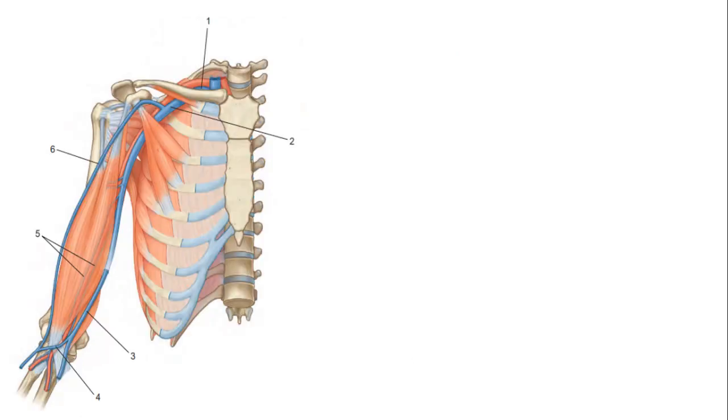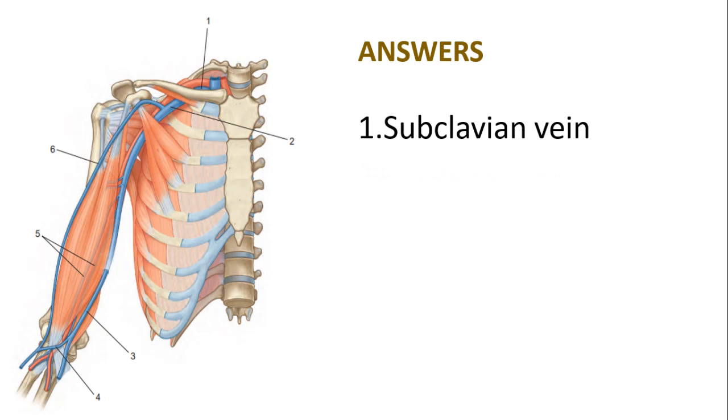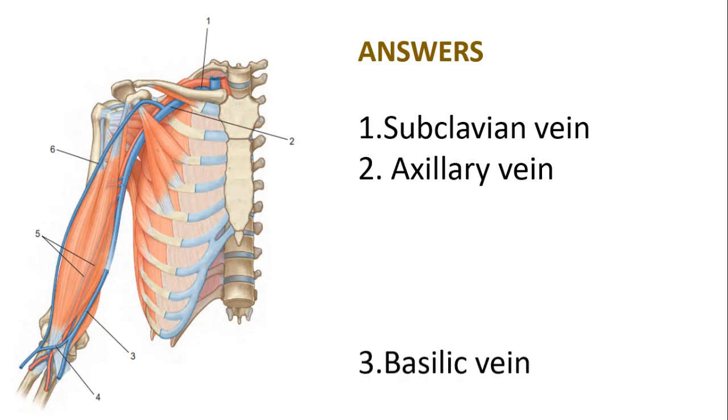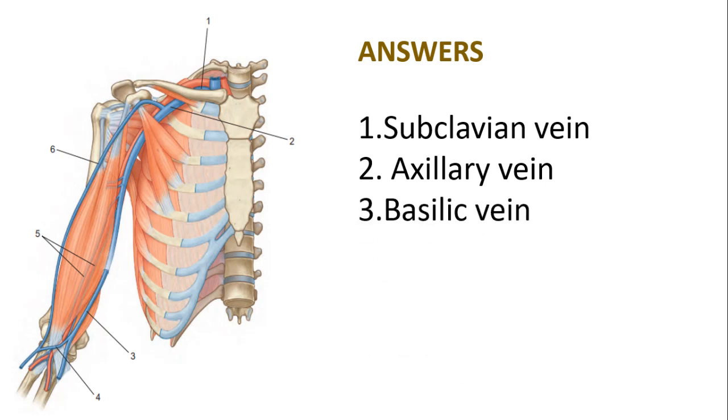Let's quickly look at this other diagram. So 1 is just the subclavian vein. Remember, the subclavian artery moves with the subclavian vein. Then 2 is the axillary vein, just like what happened to the subclavian artery. Then 3 is the basilic vein.